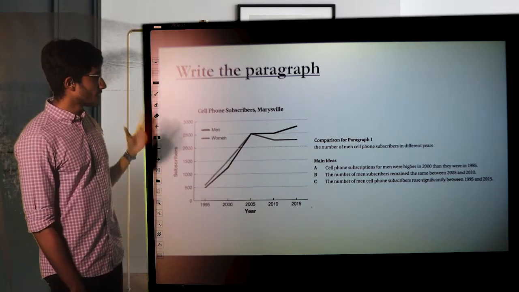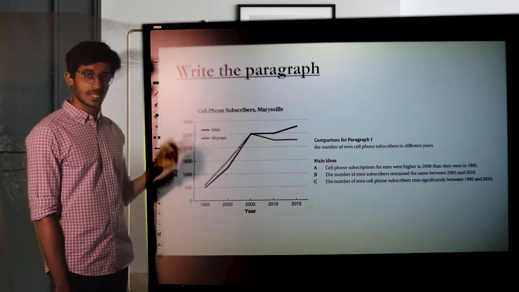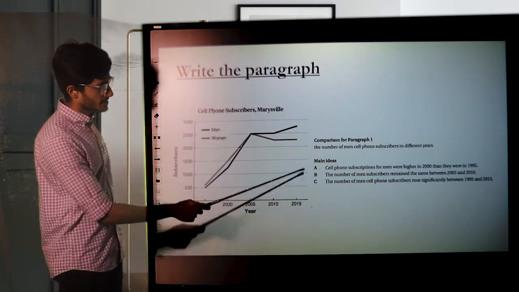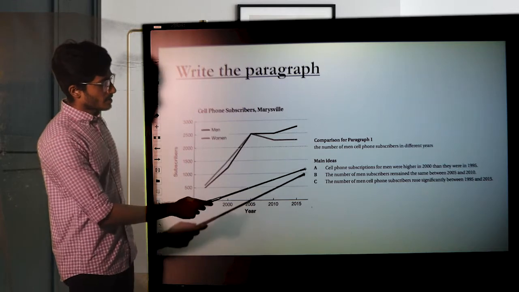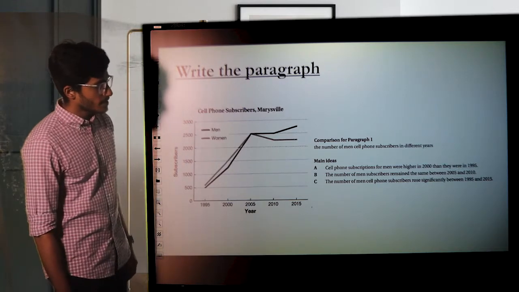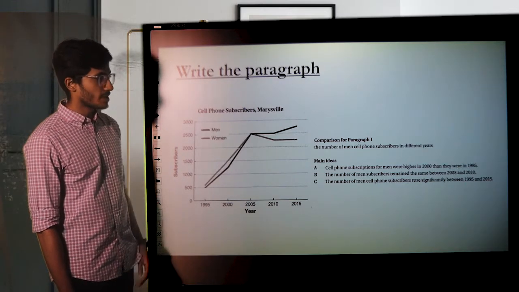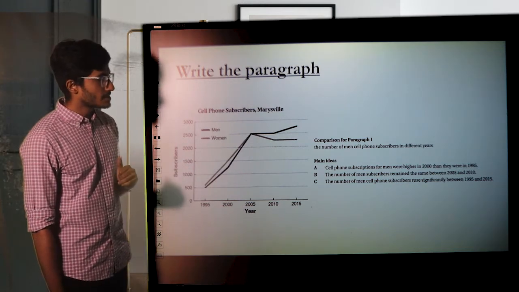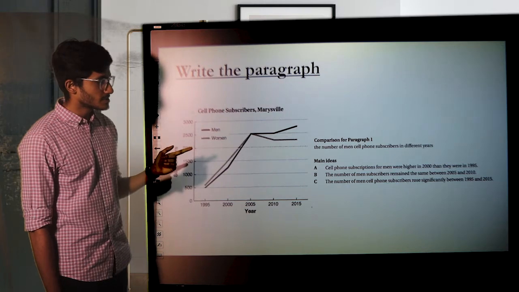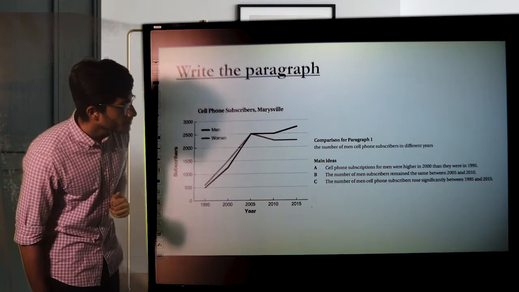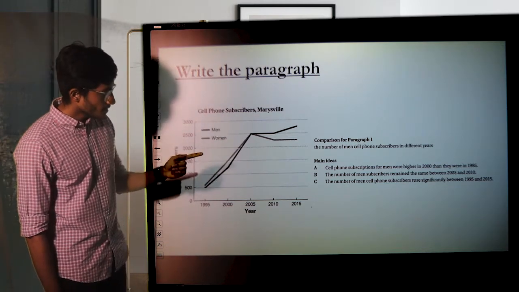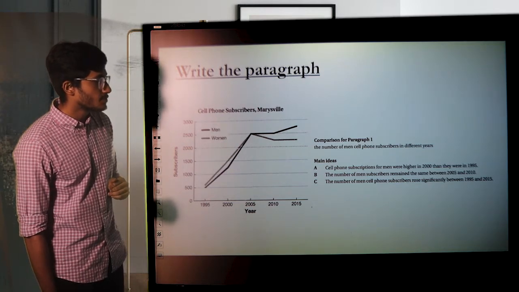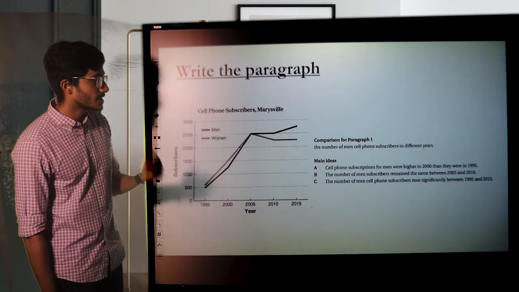Now we look at the cell phone subscribers examples. Here we also have a couple of examples. A: Cell phone subscribers for men were higher in 2000 than they were in 1995. B: The number of men subscribers remained the same between 2005 and 2010. C: The number of men cell phone subscribers rose significantly between 1995 and 2015.